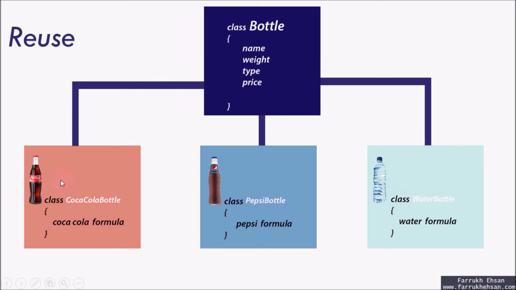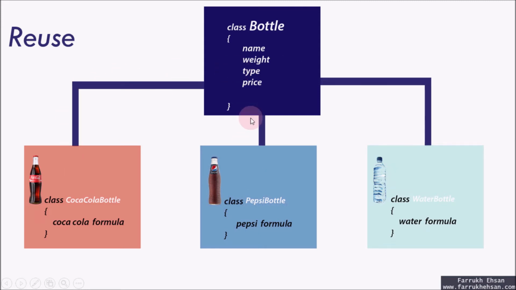You understand that Coca-Cola is also a bottle, Pepsi is also a bottle, and the water bottle is also a bottle. Now, as you know that all these have the common properties, which are name, weight, type, and price, we have taken out those properties and put them into a separate class, which is bottle, and then we have extended that into different classes.